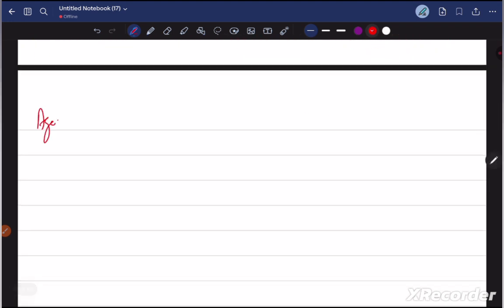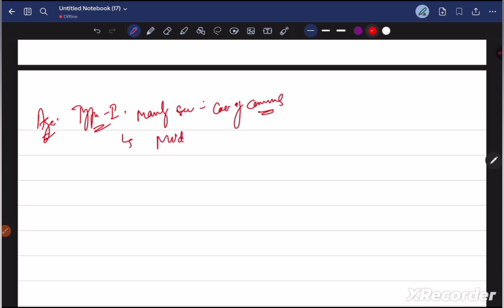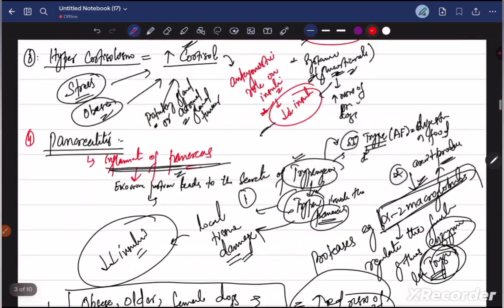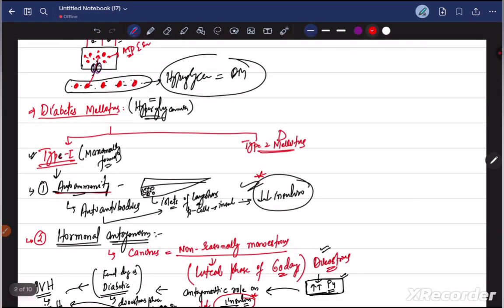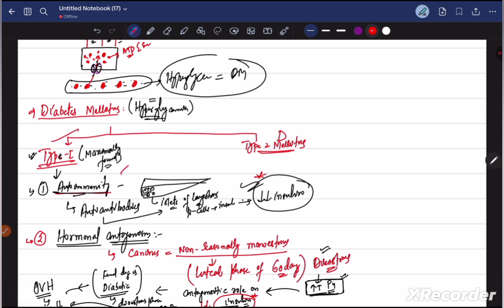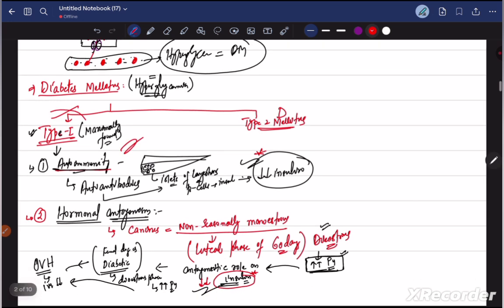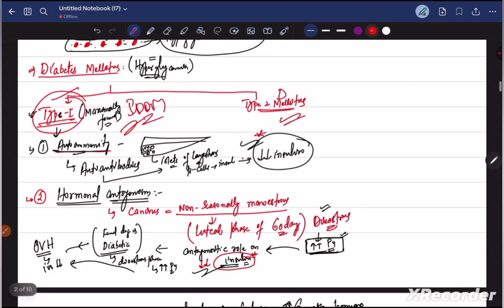And what about the age? Remember, type 1 diabetes mellitus is mainly seen in canines, in middle-aged and older dogs, mainly 5 to 12 years of age. So this is about type 1 diabetes. What are the different reasons in canines and felines that are responsible for type 1 diabetes, that is insulin dependent diabetes mellitus? Now let us see type 2 diabetes mellitus.